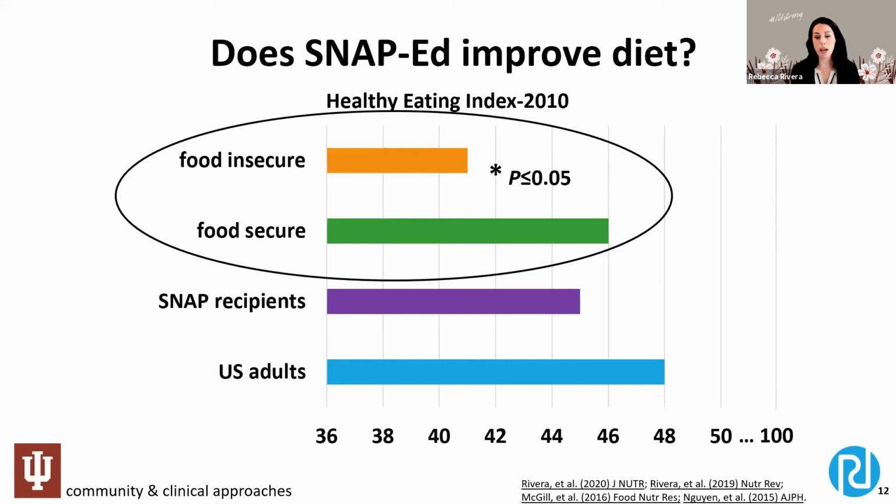So this highlights a really important need that we need to acknowledge: even within a low income population, some people are doing fine in being food secure, but those who are food insecure are really at risk for detrimental nutrient deficiencies or low intakes of important foods and nutrients.